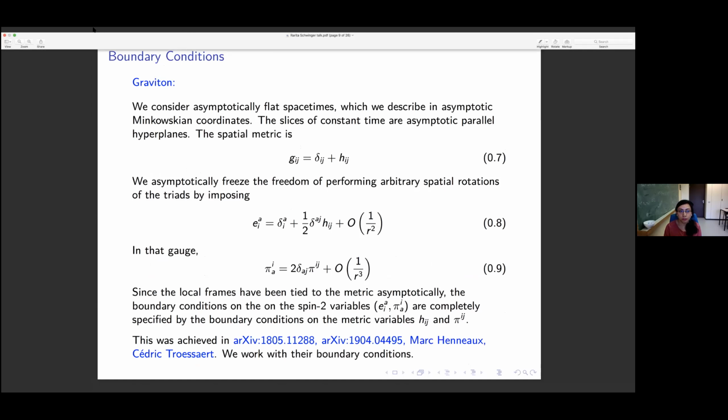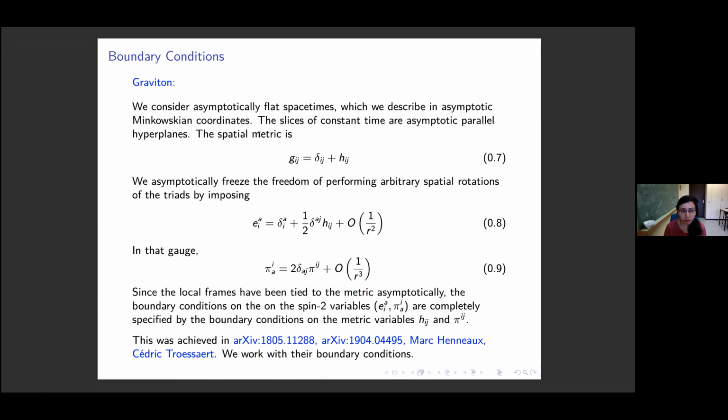The reason I will explain later, but you can look at these references for their explicit forms. So now we go to boundary conditions. We have both graviton and gravitino. First, let us consider graviton. So since we are dealing with asymptotically flat spacetimes, we take the spatial metric as the perturbation over the flat space metric.